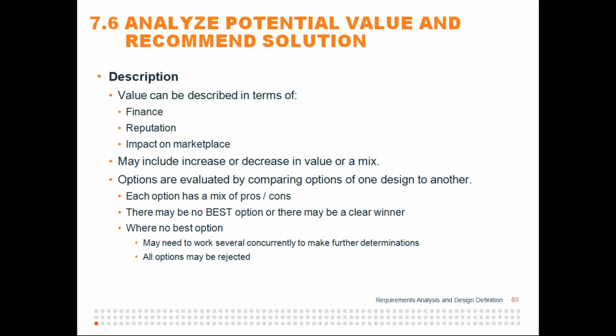So we talk about value. We have here finance, reputation, impact in the marketplace. This second bullet here may include increase or decrease in value or mix. That's interesting. I'm not aware of making a decision that could cause a decrease in value unless it's trying to say that we're making a decision that increases value overall and then maybe a decrease in part of it. But I would assume that a lot of this criteria, when we talk about finance, reputation, impact, my experience has been that's been established at the portfolio level. So then, my job would be more to prioritize and analyze different solution options.